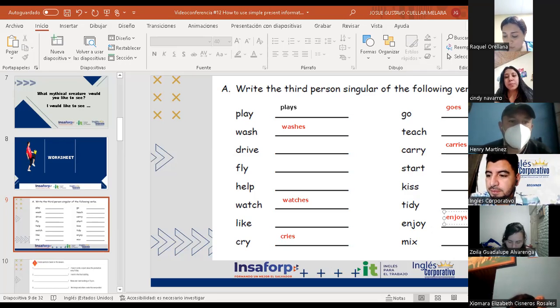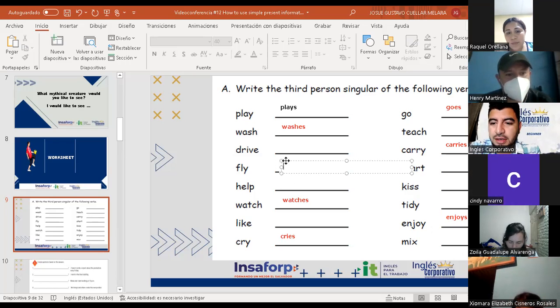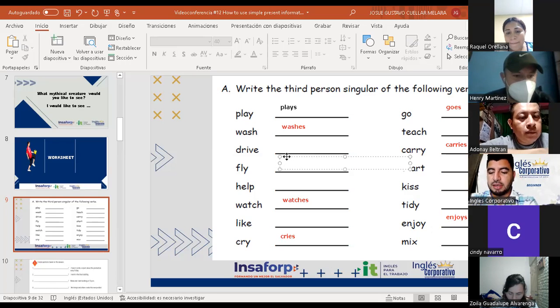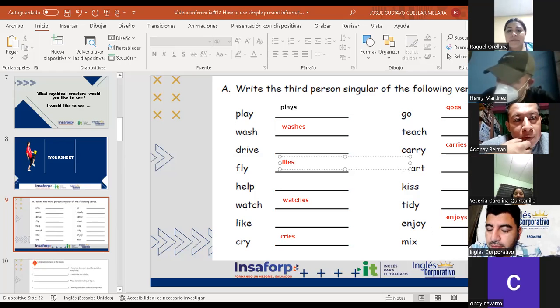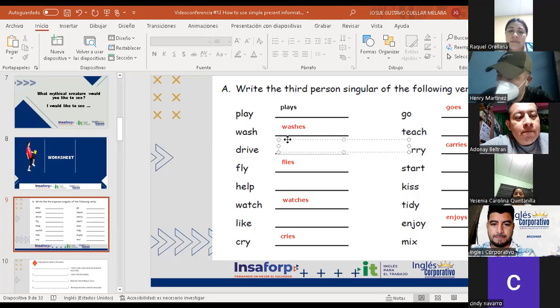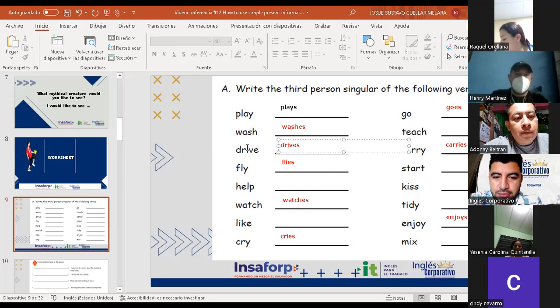Yes, Henry. Flee, ¿cómo se pronunciaría? Fly. Flyer. Okay, flies. Okay, Adonai. Drive. Number three, drive. Drives. Okay, thank you, good.